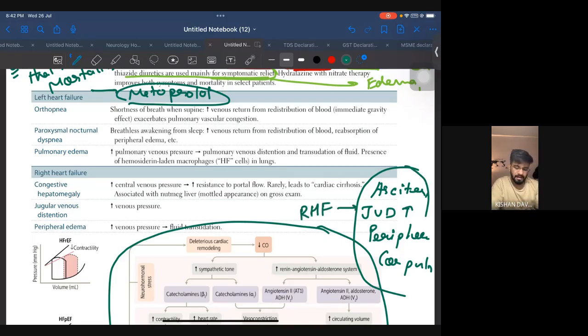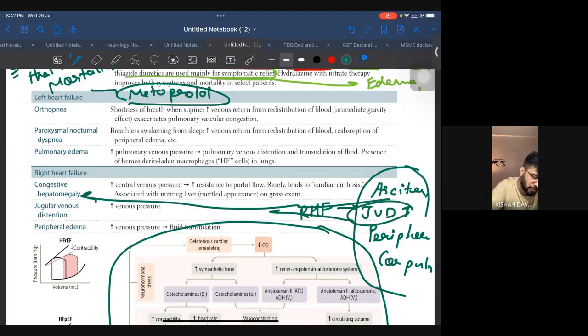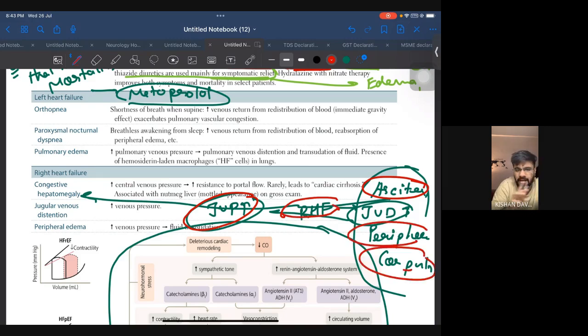Okay, see, ascites, it means it can be associated with any congestive hepatomegaly. So any liver related problem, or there is increase in JVD, instead of JVD they will give you JVP also, increase in JVP, jugular venous pressure. So all these things you need to keep in mind: JVP, ascites, liver failure, peripheral edema, cor pulmonale. If all these things are given, the question is asking about the right heart failure.